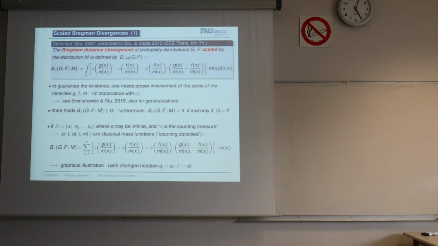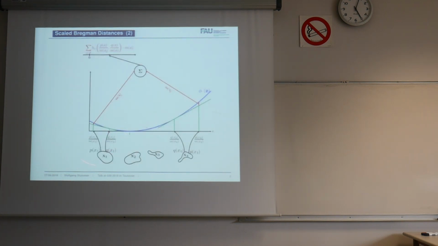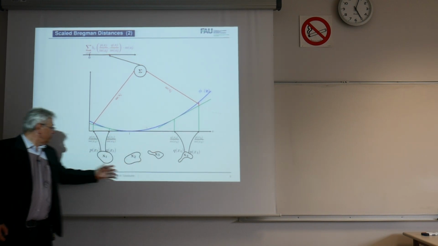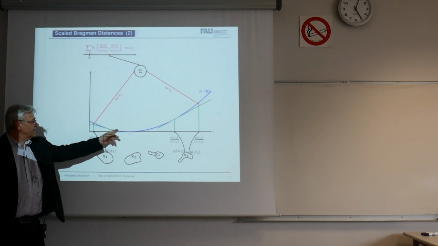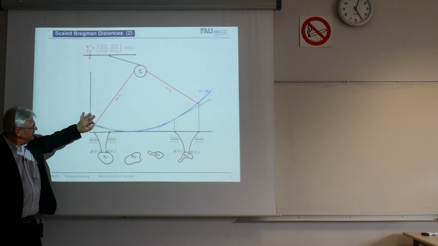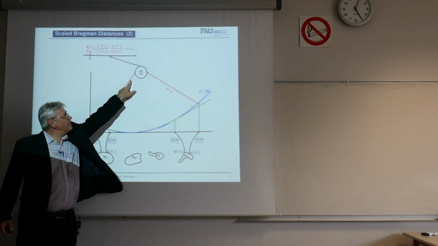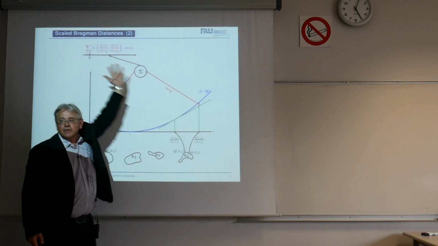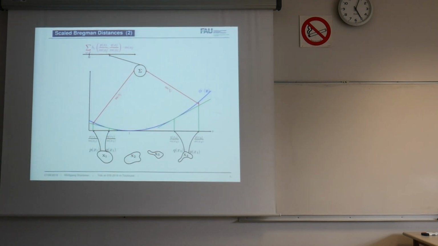And well, the picture you have seen with Frank, the difference now is that we don't take P and Q itself, but we rescale it. Then we take the tangent line, we take this distance here, and then we rescale it by M, and then we do it for each state, and then we sum up. That's the point.